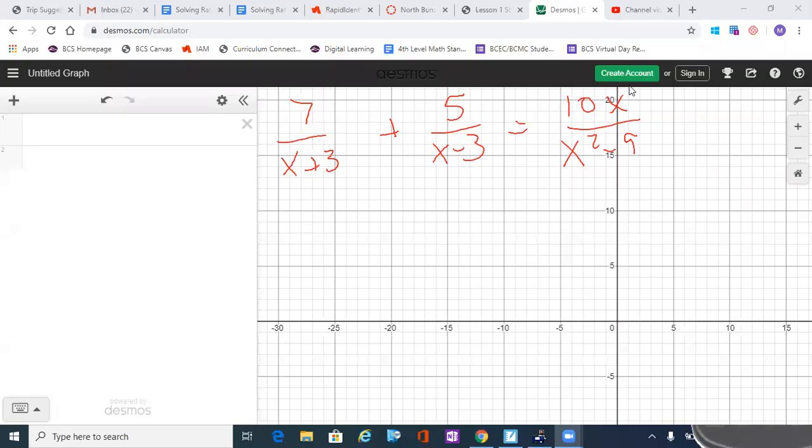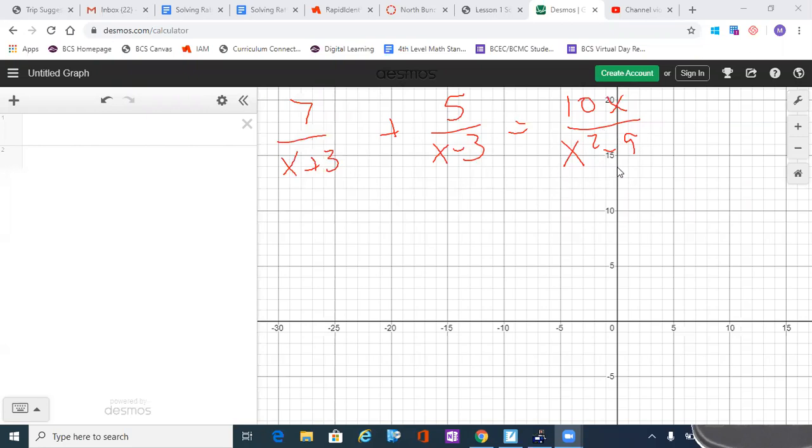So for this problem, I'm going to do something a little different. I'm not going to go to Desmos right away and just plug in and look for the intersections. What I'm going to do is look more at this algebraically. So in previous sections where we talked about adding and subtracting rational expressions, we knew that we had to find the common denominator. And you're going to notice that we have x plus 3 here, x minus 3, and we've got this x squared minus 9 over here.